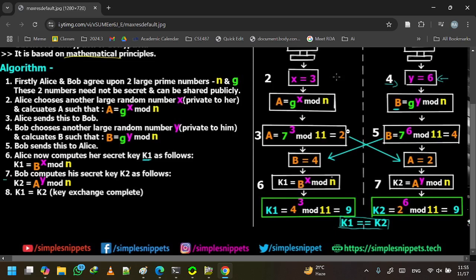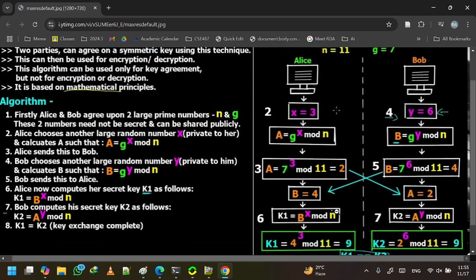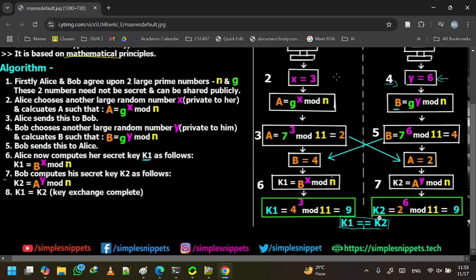Bob will do the same. He received the number from Alice, and he will raise it to his secret number's power and do the mod. Then after that, we will have two numbers, and these two will be identical as per this algorithm, the K1 and K2. So even without meeting, and even in the presence of a hacker, they have successfully come up with the same number.